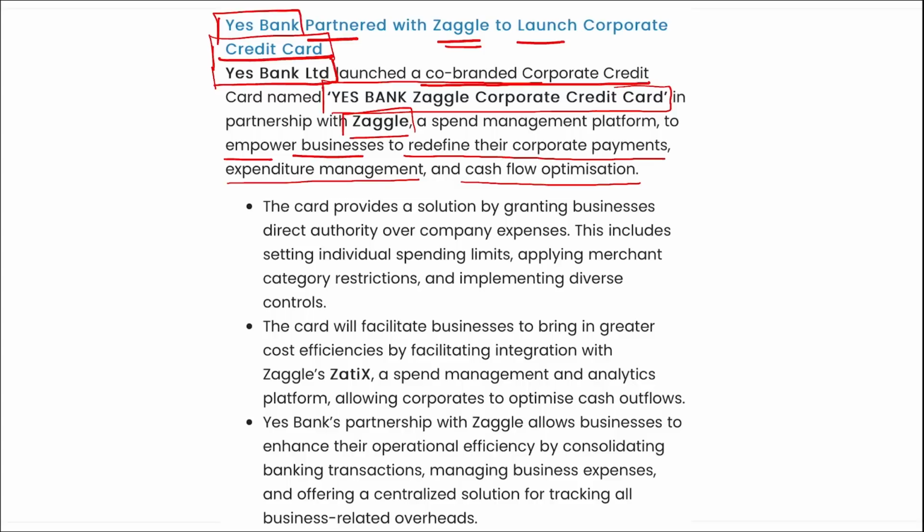So coming back, remember, it is Yes Bank that has partnered with Zaggle to launch a corporate credit card. This card will facilitate businesses in bringing greater cost effectiveness by facilitating integration with Zaggle's Zeta, that is a spend management and analytics platform that will allow corporates to optimize their cash outflows. Right? Then remember, Zaggle also collaborated with Yes Bank for prepaid cards in 2016 before RBI initiated restructuring in 2019. So coming back, Yes Bank has partnered with Zaggle to launch a corporate credit card.